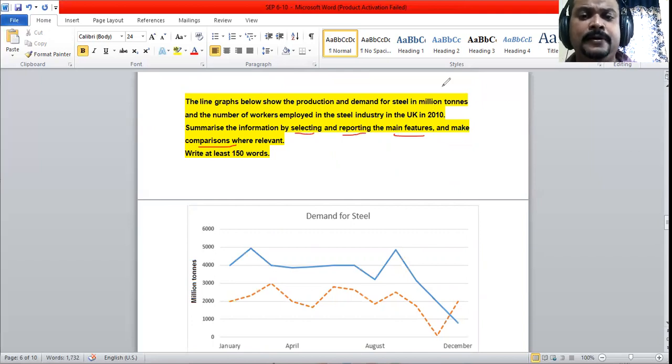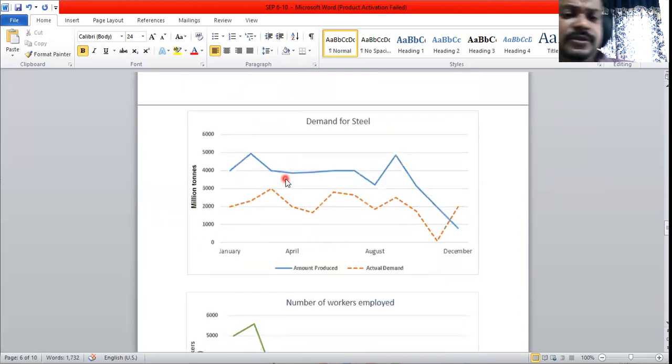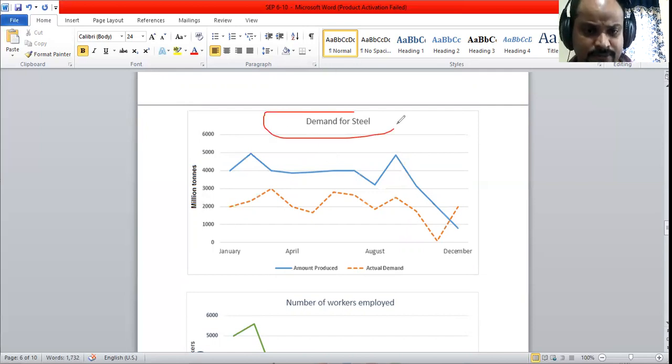In the beginning, we can see the charts in detail. You can see the first chart, that is the demand for steel and the production. The title, you can see, is the demand for steel. So that is a primary thing. When the demand is there, then only the production happens. So that's why the title is given as demand for steel.